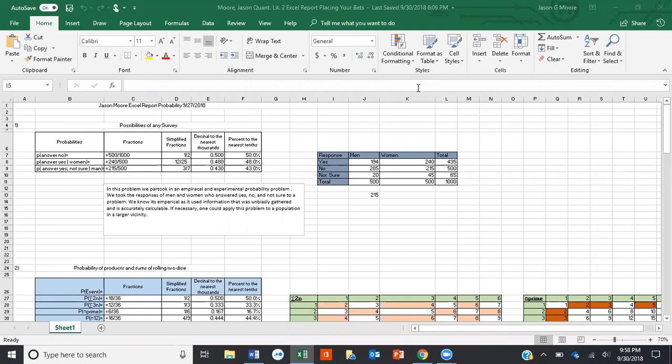So here we go. In this first problem, we went over a possibility survey, and in that we recorded answers for no, answers with yes that were women, and answers that were yes and not sure that were also men. We recorded it in fractions, simplified fractions, decimals to the nearest thousandths, and percent to the nearest tenths. In addition to that, we also broke apart the men and the women population factor between the survey as a whole.